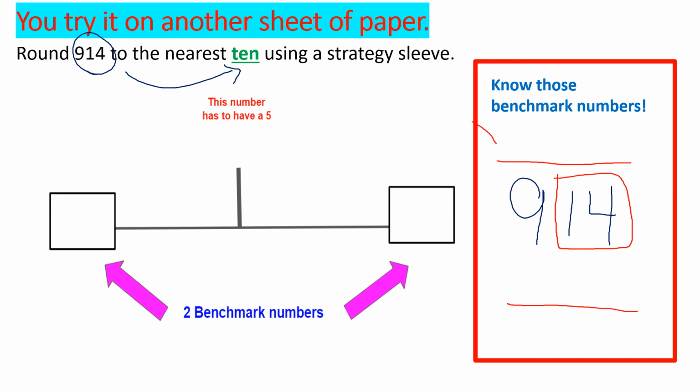We need to take this benchmark number and we're going to put it right there. We're going to take this benchmark number and put it right there. And then, of course, we're going to circle which one it's closest to when it rounds to the nearest 10. Remember, don't forget to put your 9 in there as well. Go ahead and pause the video and try this one on your sheet of paper.